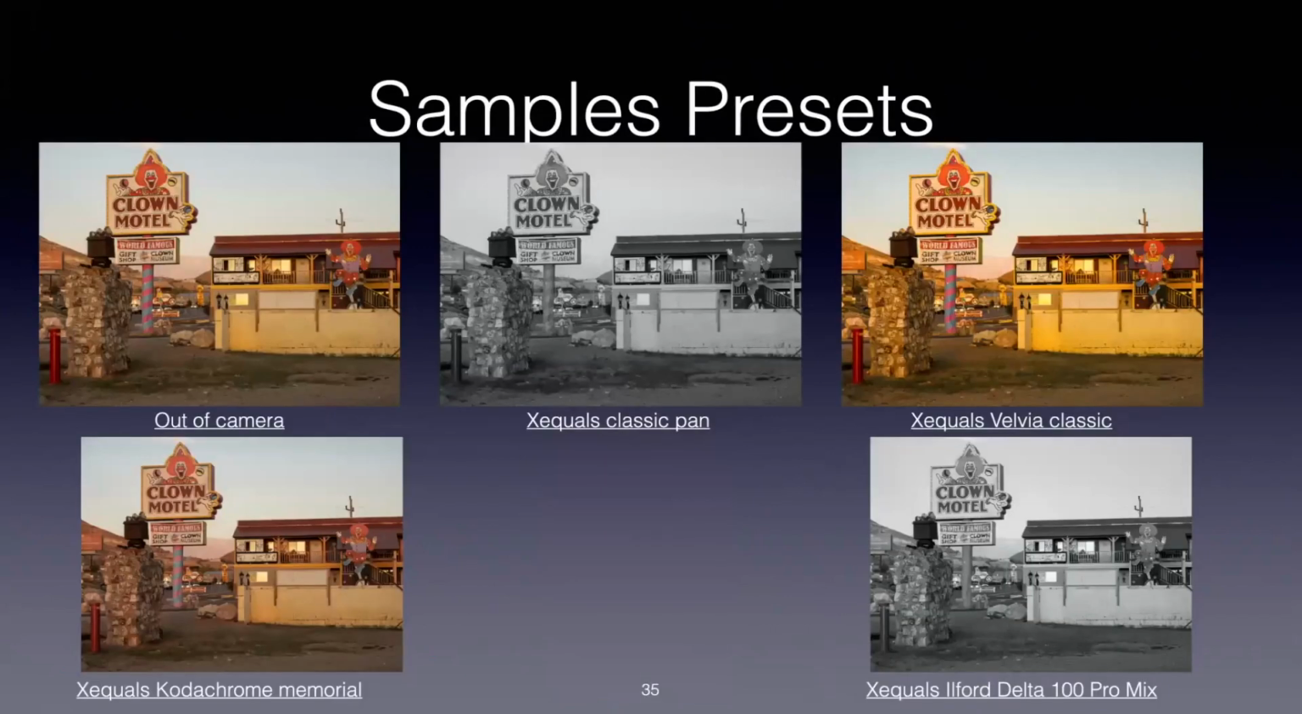Here's some examples of it. This is a famous clown motel in Tonopah. So the upper left is out of the camera, and then the black and white is a classic pan from X equals. Velvia I like to use, that saturates all the colors. That's a Fuji film. Below that is an Ilford Delta. And then on the lower left is a Kodachrome. So when you click the preset, this is what it does to your images.